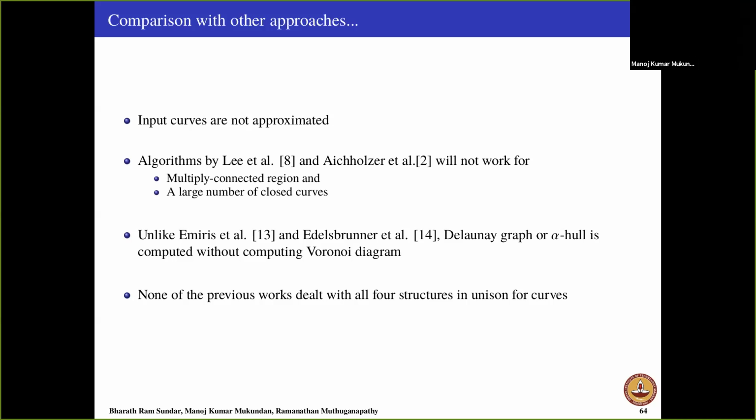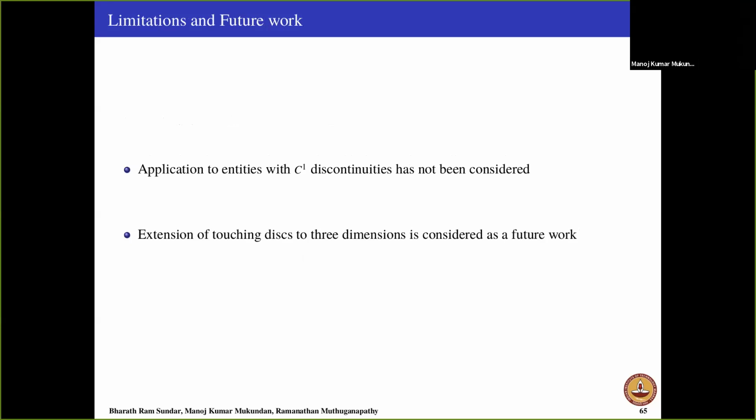The algorithm by Lee et al., which works well for simply connected domains, will not work for multiply connected regions and a large number of closed curves. And the Delaunay graph or alpha hull is computed without computing the Bernoulli diagram. None of the previous works deal with all 4 structures in unison for curves. Application to entities with C1 discontinuities has not been considered here. Extension of touching disk to 3 dimensions is considered as future work.